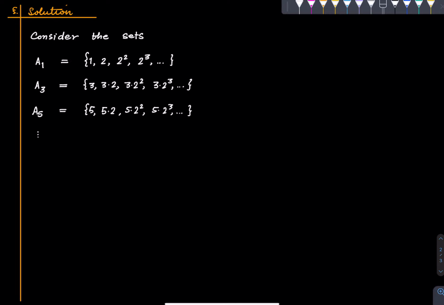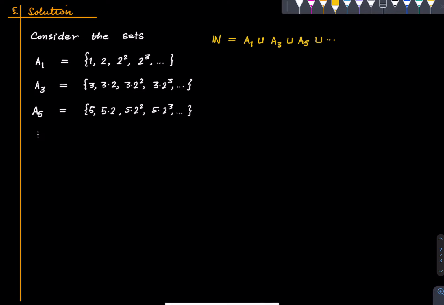So first, forget about the problem and consider these sets that I'm defining. So A1 is all powers of 2, including the 0th power. A3 is 3 times all powers of 2: 3 times 2 to the power 0, 3 times 2 to the power 1, 3 times 2 to the power 2, and so on. A5 is 5 times every power of 2, and we can keep going. And here is the simple observation: the set of natural numbers is partitioned by the A_i's.